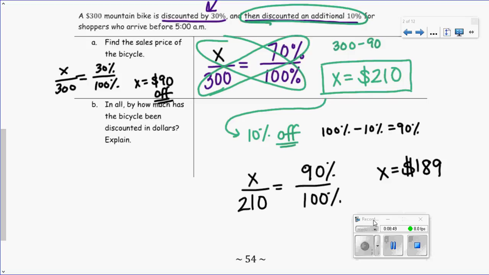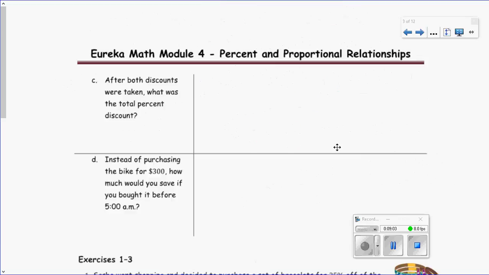Did you get 189 as the final selling price? Okay, very good. Let's go over to C. After both discounts were taken, what was the total percent discount? We're just going to explain that this is not the same as 40% off.